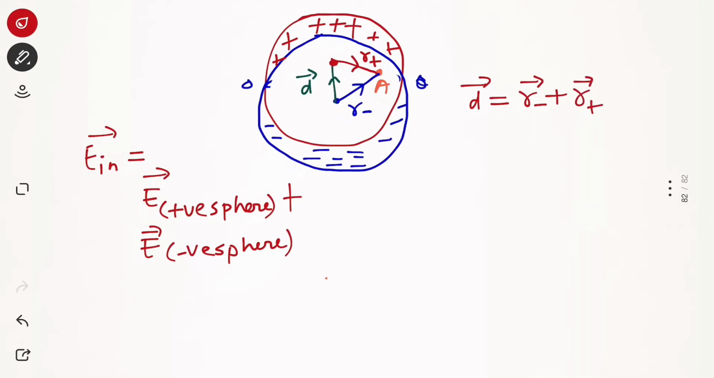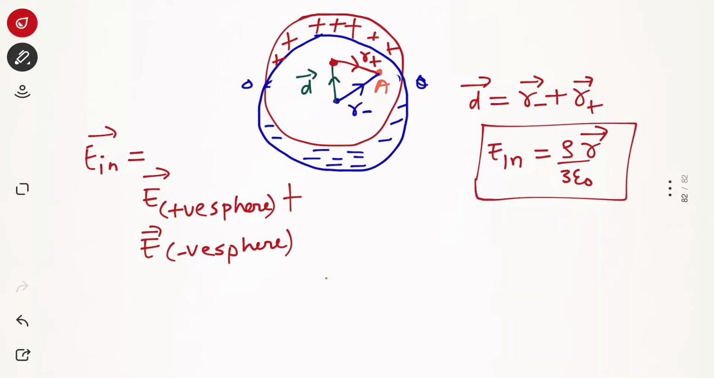Now see here, we are calculating the electric field inside because of both spheres, and we know that E inside is given by rho by 3 epsilon naught R vector. This is the general formula we have derived. On the I button you will get how we have calculated this. You can click on that and check this video also.